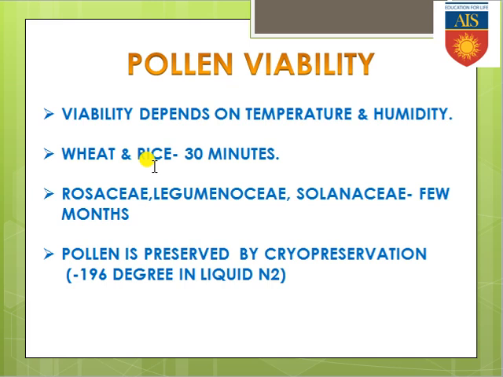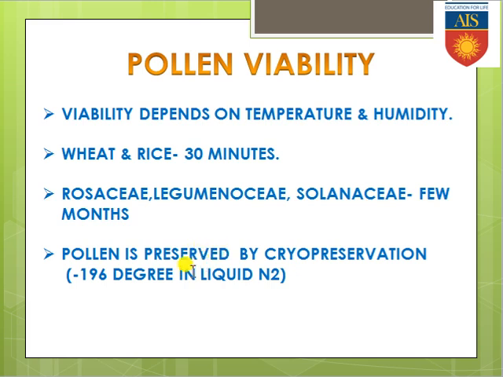In case of wheat and rice, this kind of cereals, the pollen viability most of the time is present for 30 minutes. In case of Rosaceae, Leguminosae and Solanaceae plants, the pollen remains viable for a few months, and pollen can be preserved within liquid nitrogen at a temperature of minus 196 degrees Celsius. That is commonly known as cryopreservation. So that means pollen can be cryopreserved also for maintaining its viability.